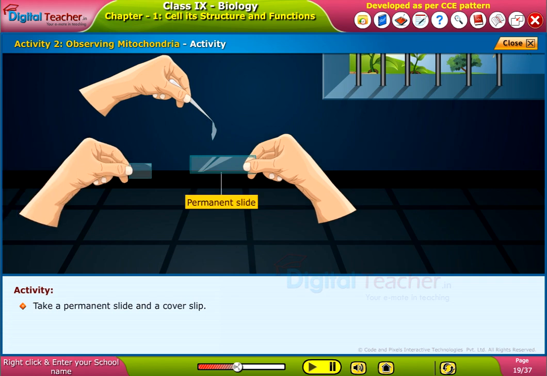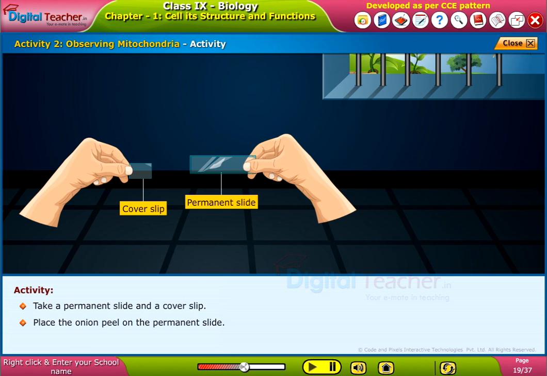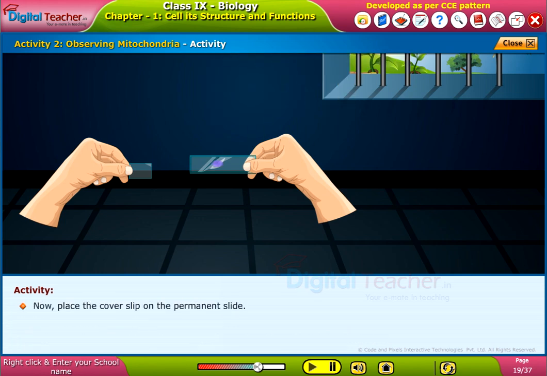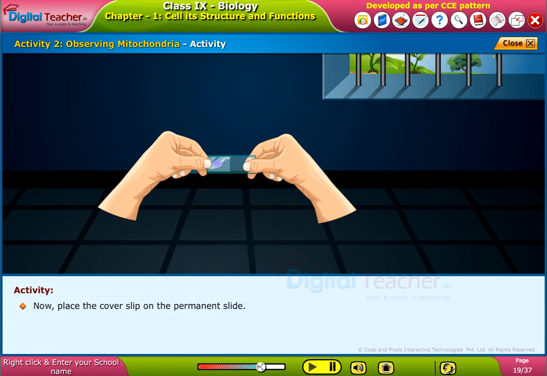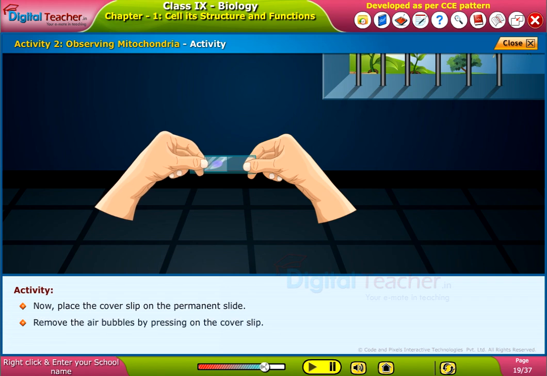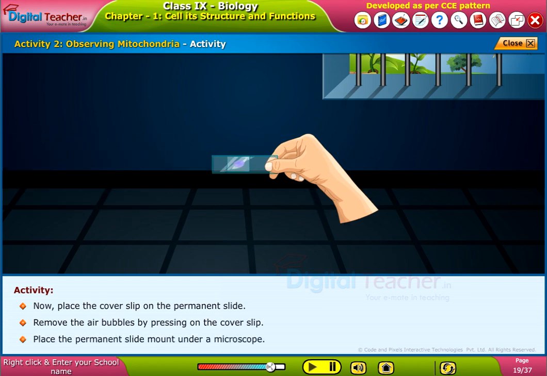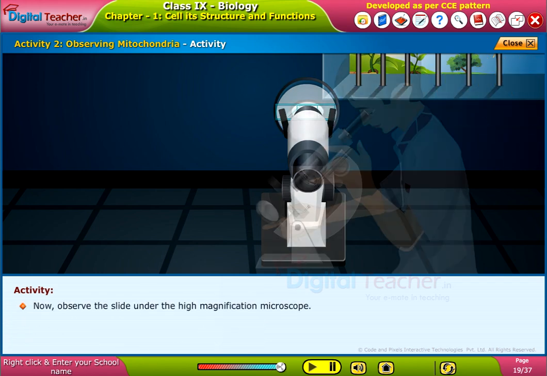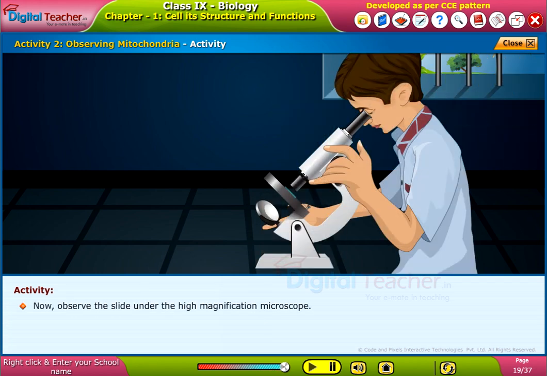Take a permanent slide and a cover slip. Place the onion peel on the permanent slide. Now pour the Janus green B solution on the peel and keep it aside for 5 minutes. Now place the cover slip on the permanent slide. Remove the air bubbles by pressing on the cover slip. Place the permanent slide mount under a microscope. Now, observe the slide under the high magnification microscope.